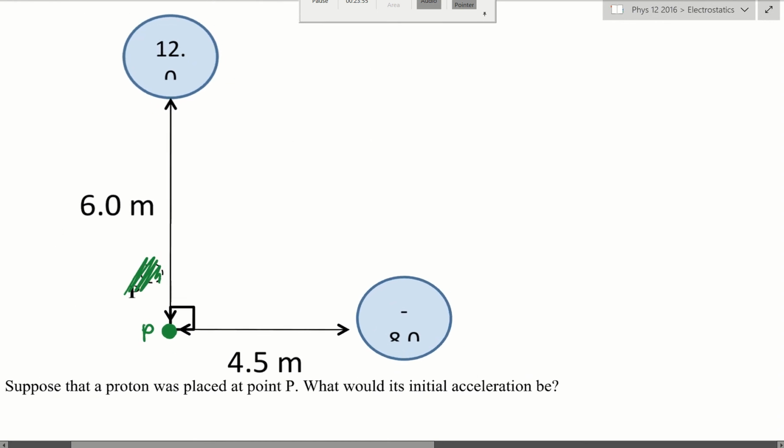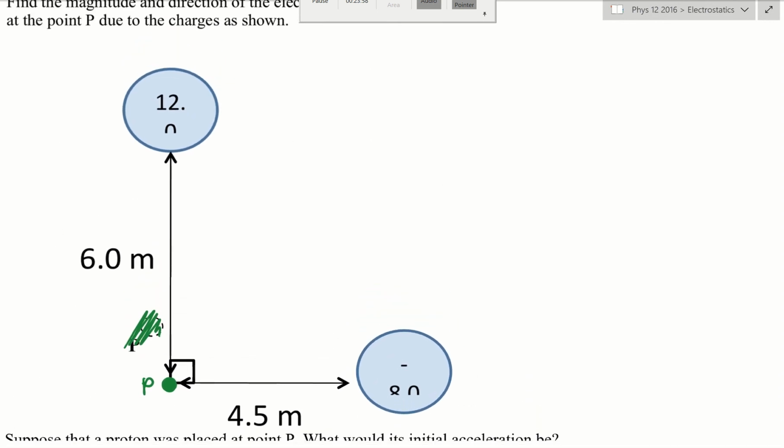Also, I think the units for these charges are not well put out. It's actually microcoulomb, just like the other. This is 8 microcoulomb, and that's 12 microcoulomb. So after we fix all the numbers, we'll start by drawing the electric field at point P, just like the other two questions.